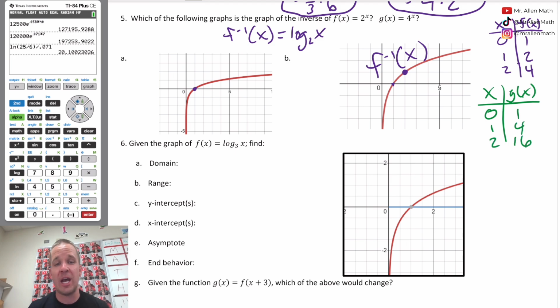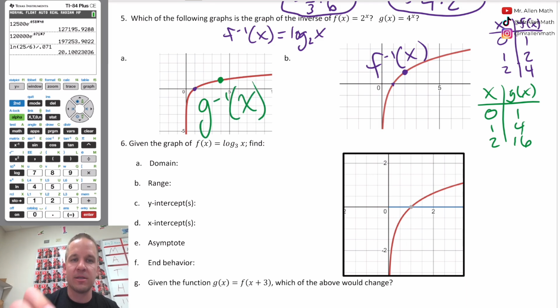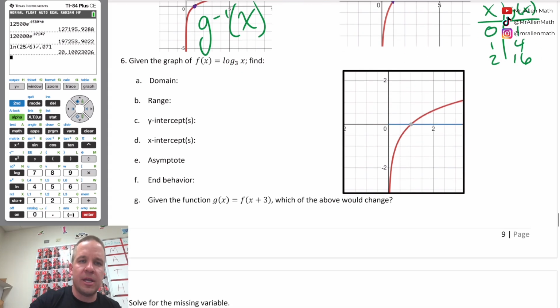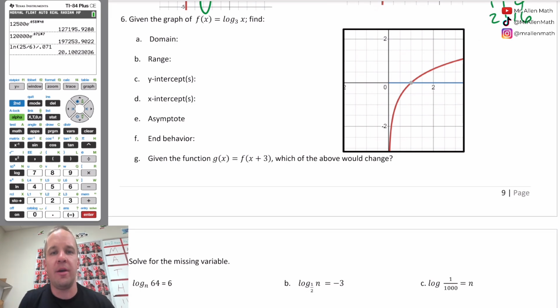So which one's going to have 1, 0? We know they both have that. But how about 4, 1? I see it right there on this graph, 4, 1. So this one's going to be g inverse of x. There we go. I like it. Good stuff. Okay, let's continue. Let's keep pushing along here, dogs.